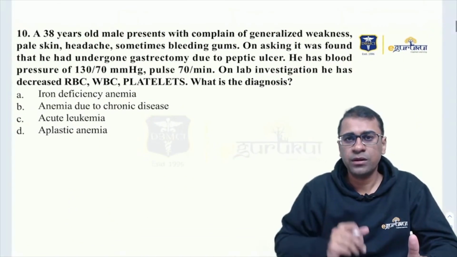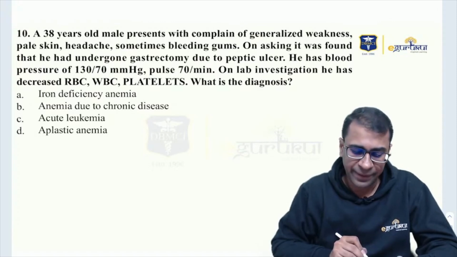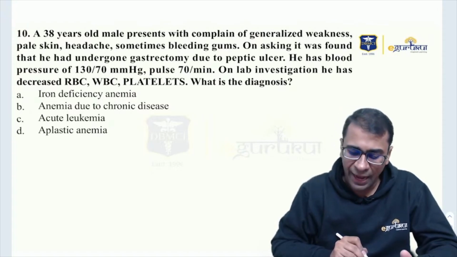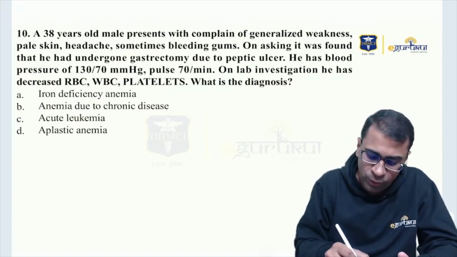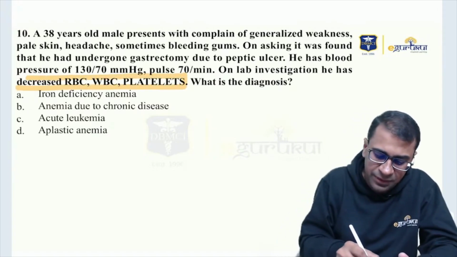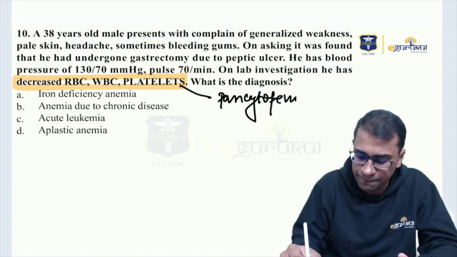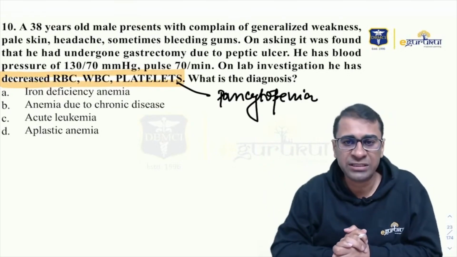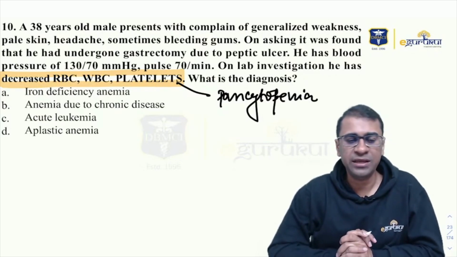Next question. A 38-year-old male presents with complaints of generalized weakness, pale skin, headache, and sometimes bleeding. On asking, it was found that he has undergone gastrectomy due to peptic ulcer. He has a blood pressure of 130/70 and pulse of 70. He has decreased RBCs, WBCs and platelets, that means pancytopenia. Looking at the options here, which of these four causes can present with pancytopenia?